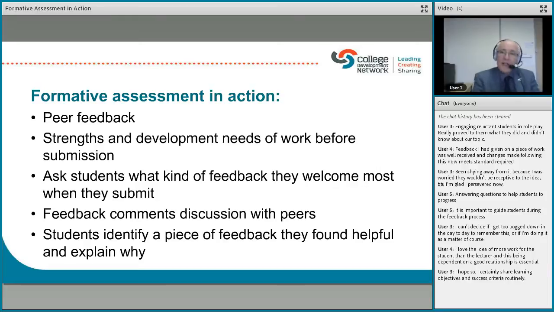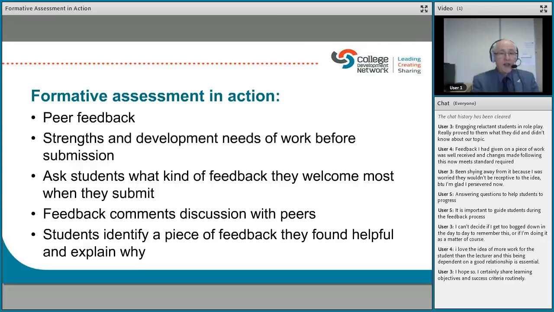Okay, based on the work of Dillon and Williams and some Scottish pieces of research, essential elements of formative assessment, I've picked out probably maybe 6 to 9 that I use, and it's easy to model as part of the learning and teaching process. So formative assessment in action, peer feedback, that's the most obvious one.